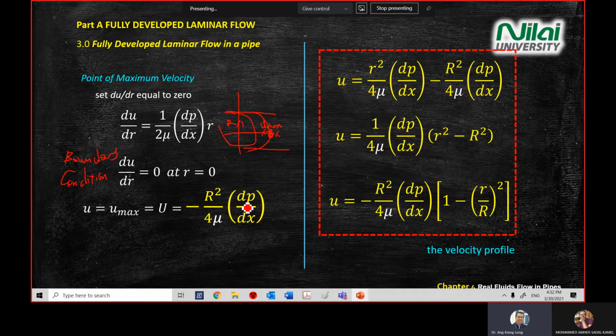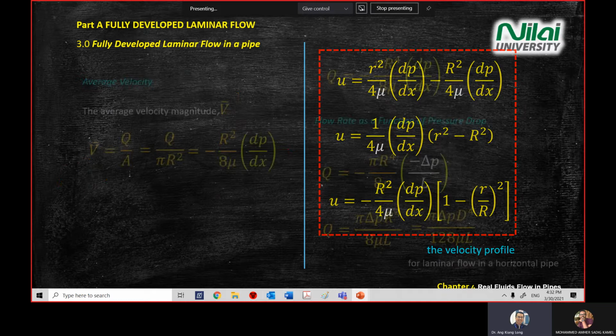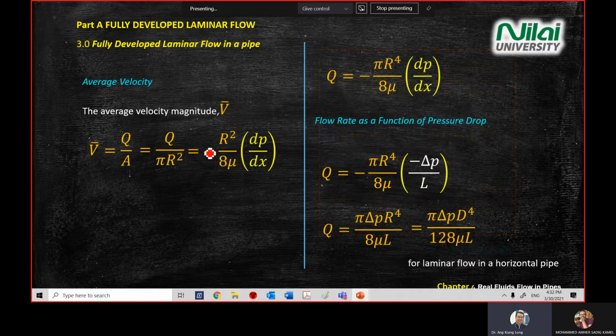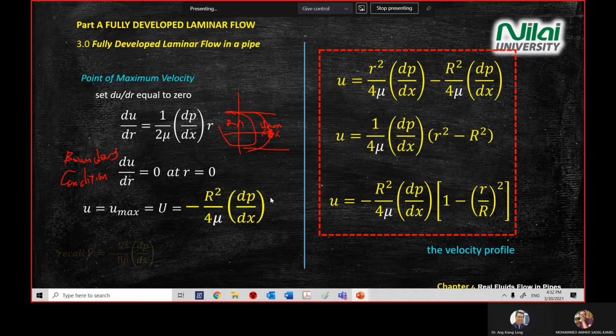This equation, you see the yellow color that I highlighted. This one you want to link up with the average velocity from just now. Average velocity equals minus r squared over 8 mu dp dx, and the maximum velocity equals this term. So we transform this equation in terms of average velocity. Your u max will be equal to 2 times the average velocity in the pipe when you have a laminar flow.